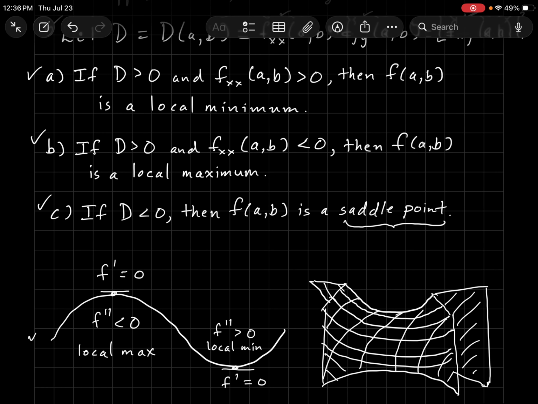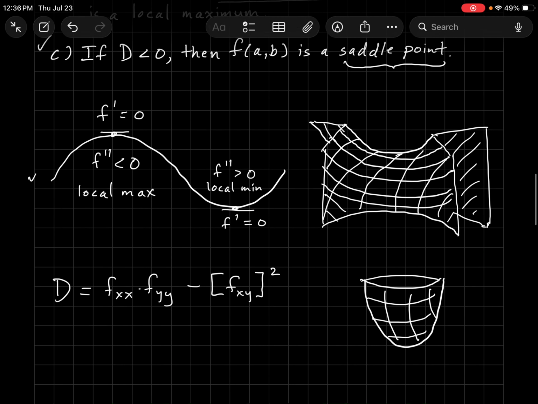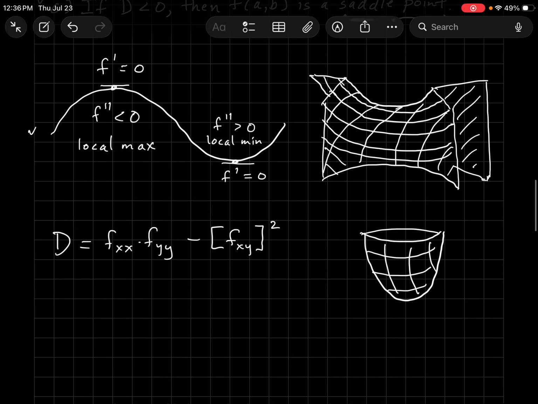That is, it really corresponds to, I have my first derivatives are 0, and then my second derivative is either positive or negative. And notice there's a lot of similarity there. But let's look at this again. This D, as we defined it, f of xx times f of yy minus f of xy squared. So here's the way I think about this.